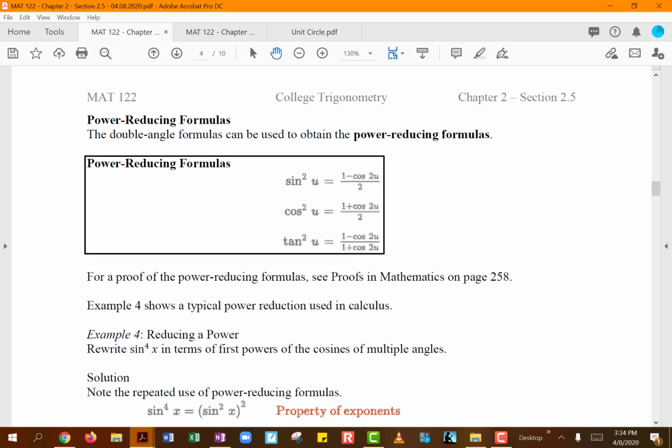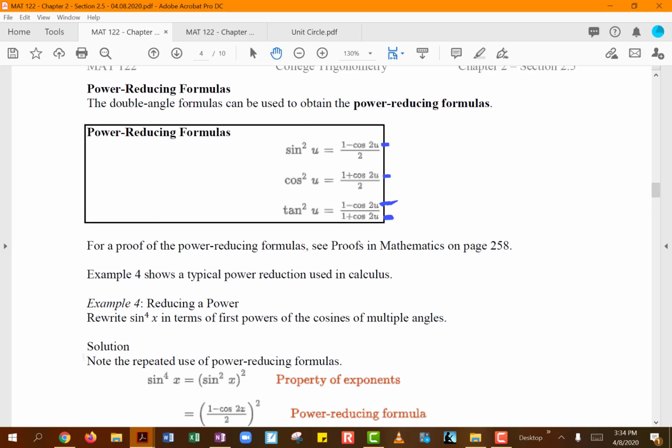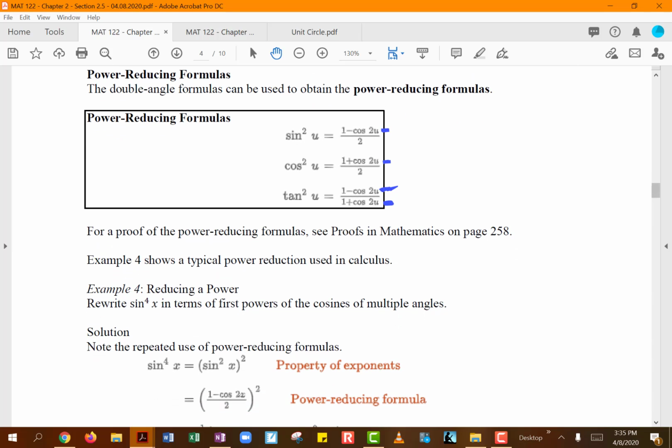And then of course your tangent squared of u is 1 minus cosine of 2u divided by 1 plus cosine of 2u, which is no surprise because tangent is always going to be sine squared over cosine squared. So that's why you're getting 1 minus cosine of 2u from here, and you're getting 1 plus cosine of 2u from here, okay? Alright, so again, you can go to your textbook page if you want to see the proofs of how they came up with these formulas.